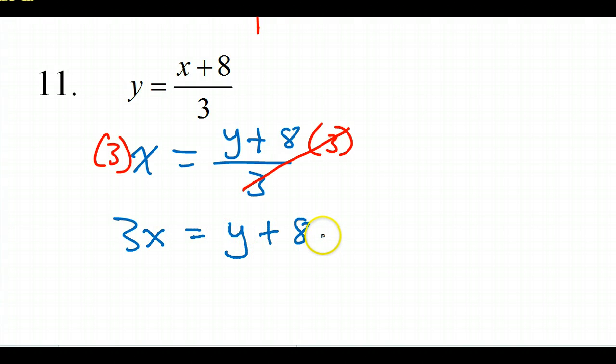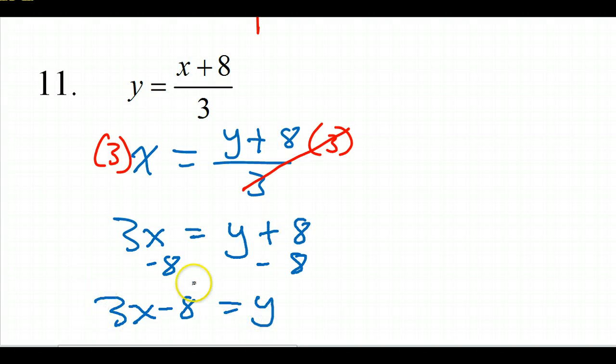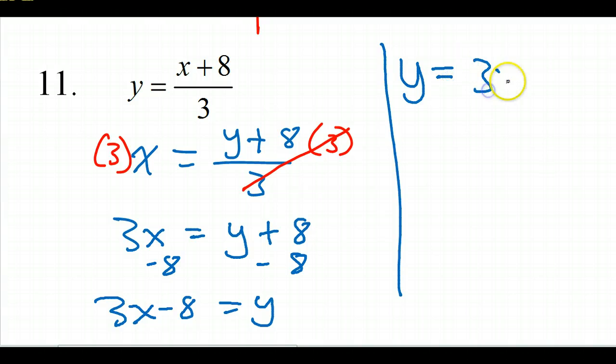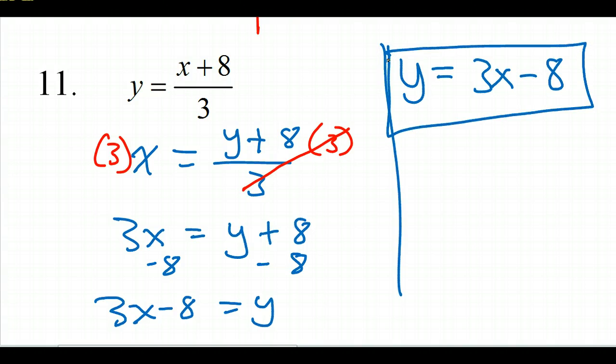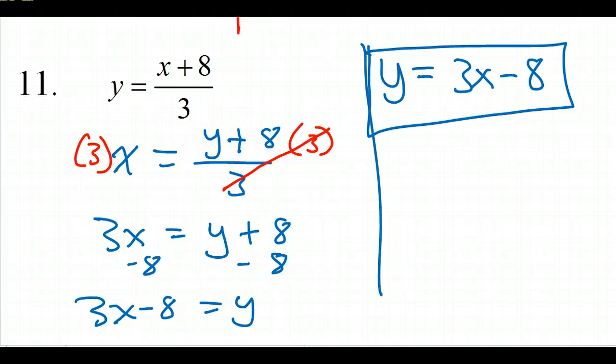All right, Devon, what's the last step? You've got to subtract 8. Yeah, we're going to subtract 8 from both sides. So that will give us 3x minus 8 equals y. That's basically the answer. I like to write it facing this way, but that's basically the answer. Y equals 3x minus 8. Questions? I understand it now. All right, good man.